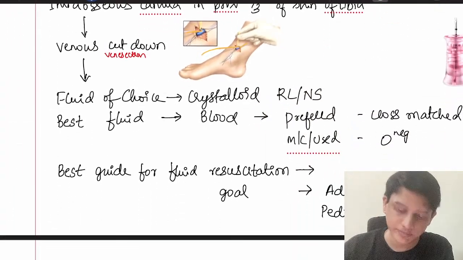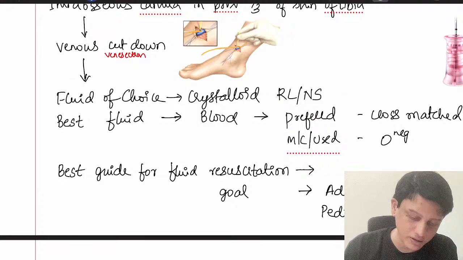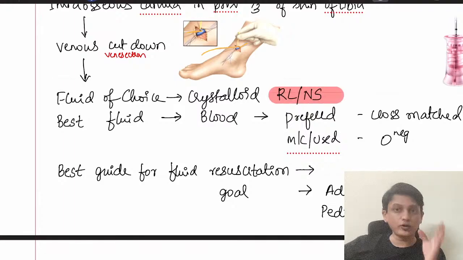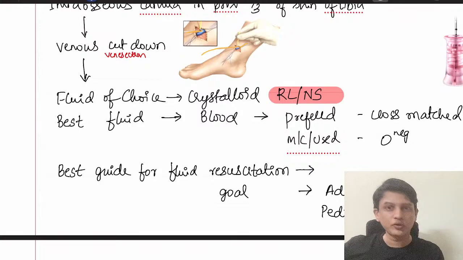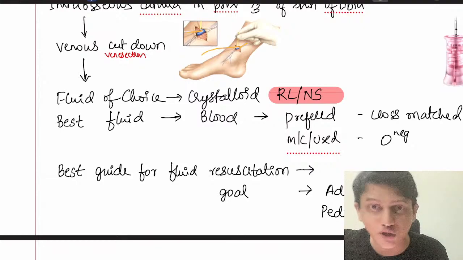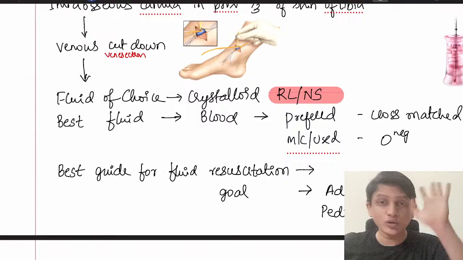Which crystalloid? Ringer lactate, or normal saline. These are the two fluids of choice. Then they'll ask which is the best fluid. See, fluid of choice means which we commonly give, or which is possible to give in almost all situations. That's fluid of choice. Choice is different. Which is the best? Best is the ideal, which may not be possible all the times.